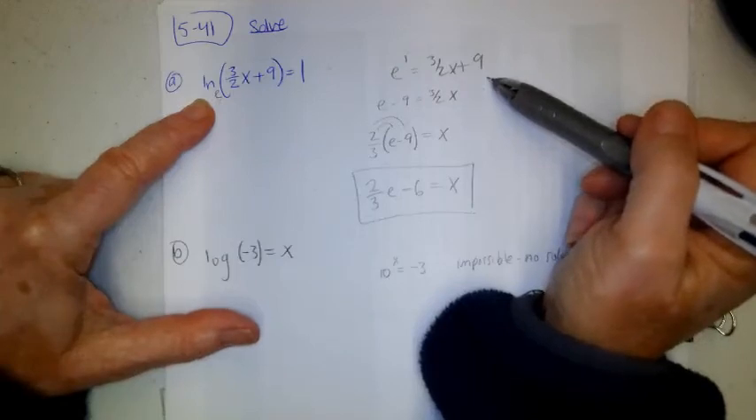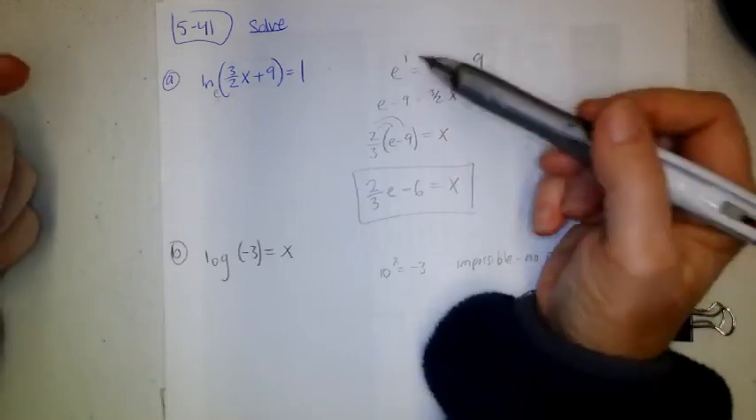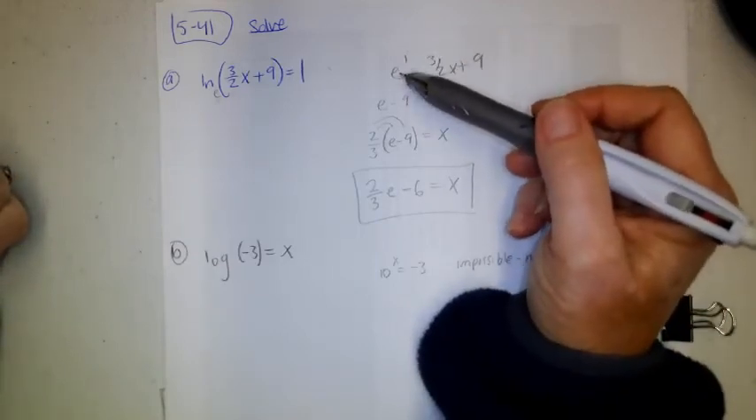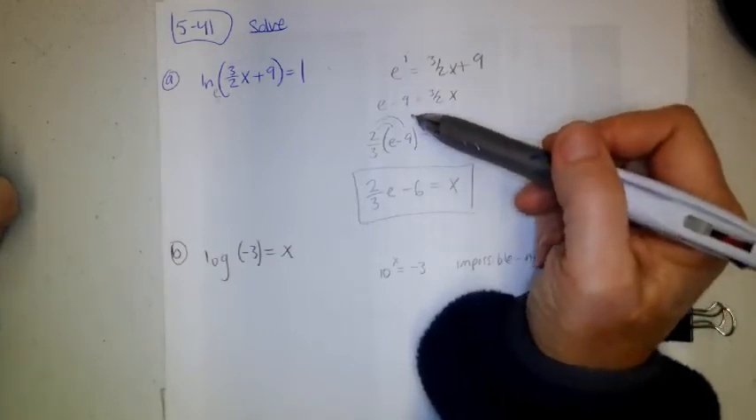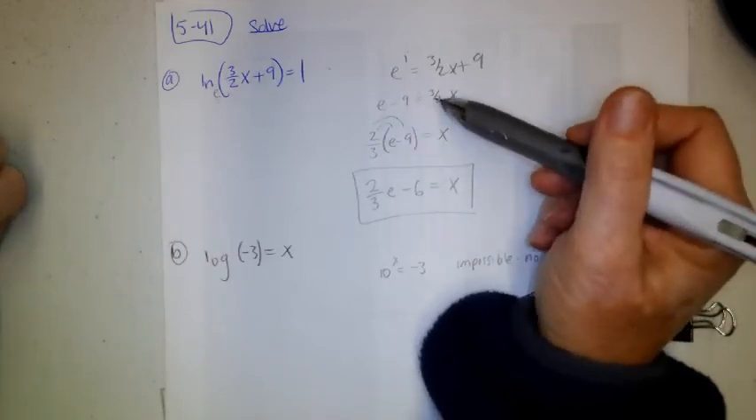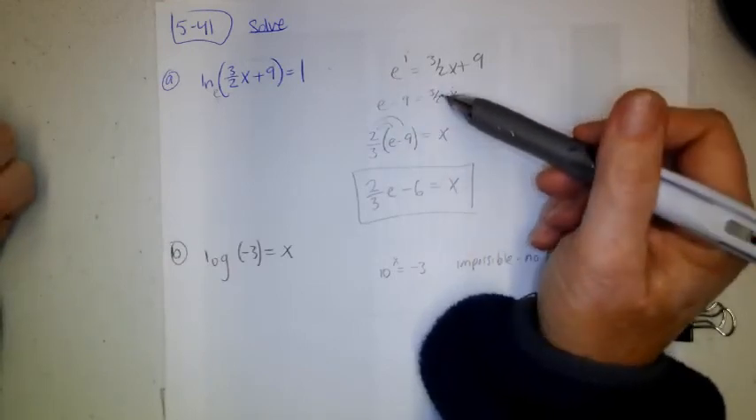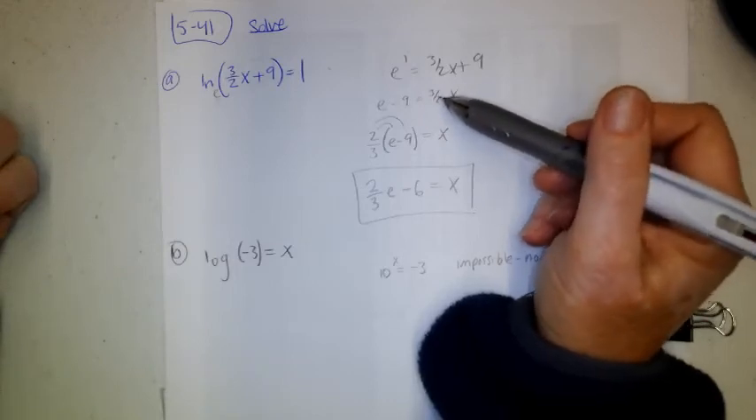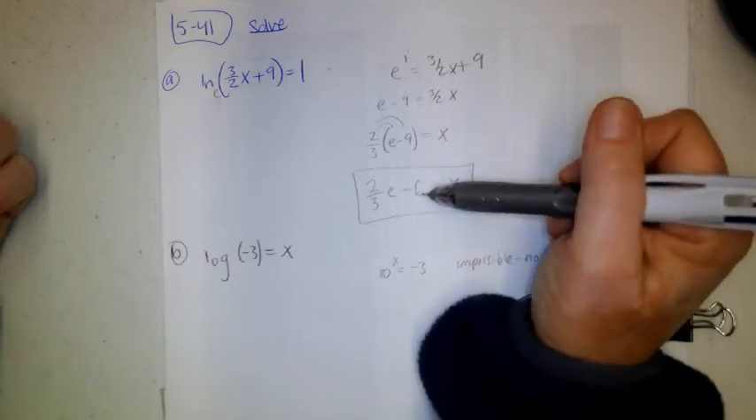And then I know e is just a number, like 2.71 something, kind of close to 3. If I raise it to the first power, it's still just e. So I subtracted 9 on both sides. And I want x by itself, so I multiplied both sides by the reciprocal of 3/2, which was 2/3, because if I multiply this by 2/3, I'll get 1. And I multiplied this side by 2/3, and then I distributed, and I got that.